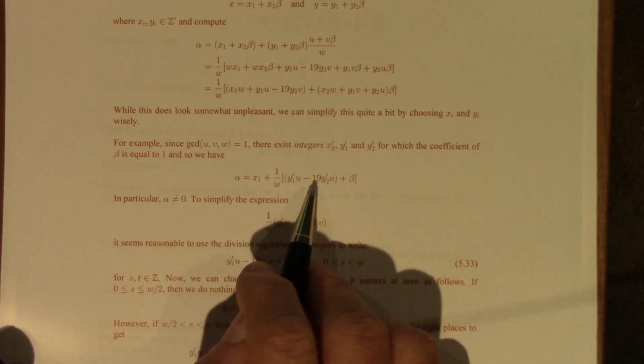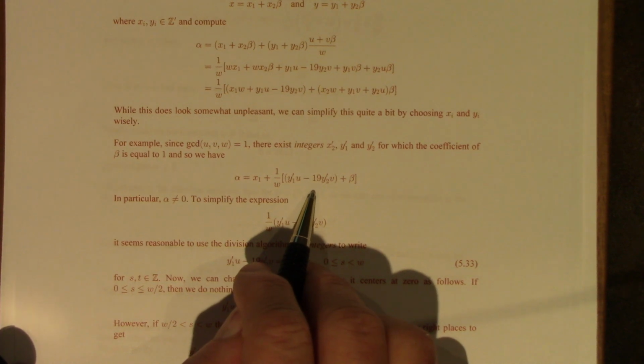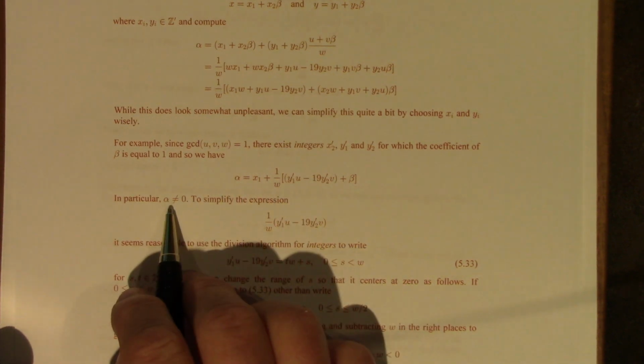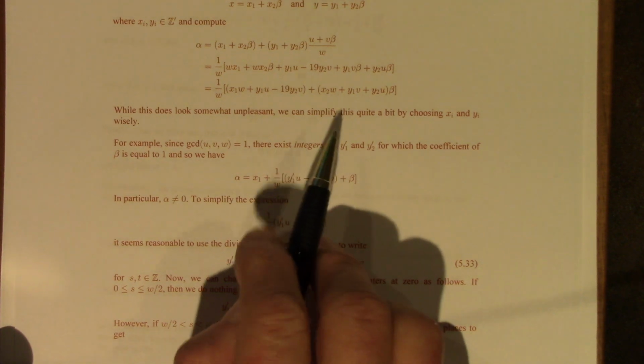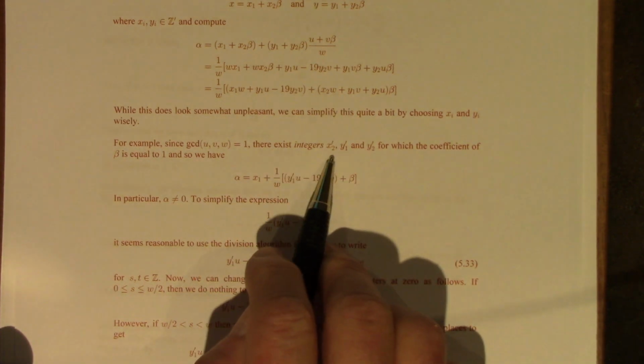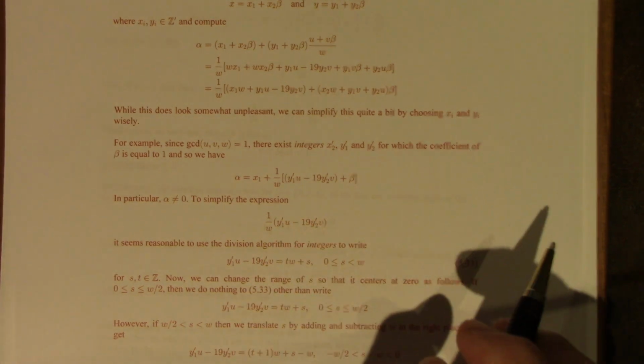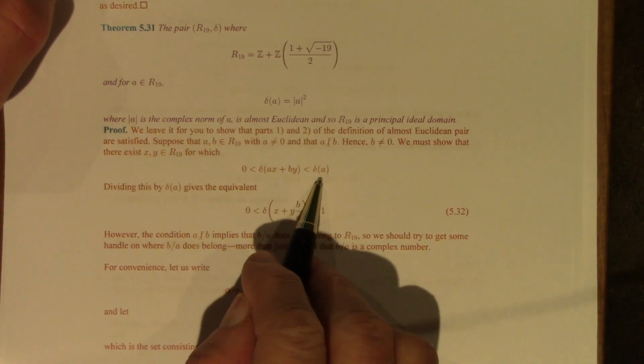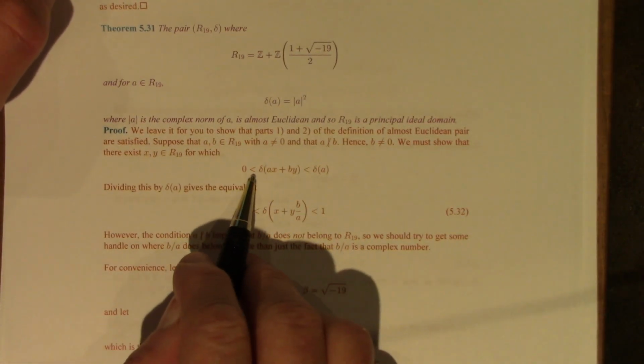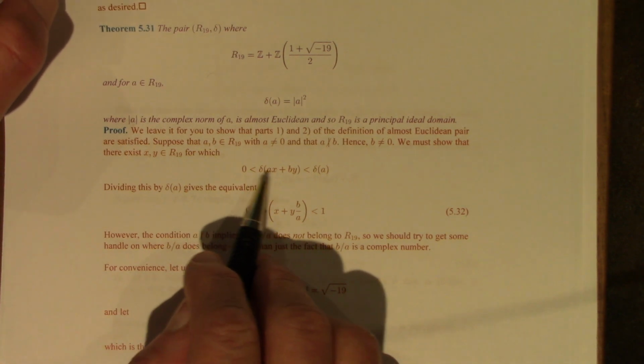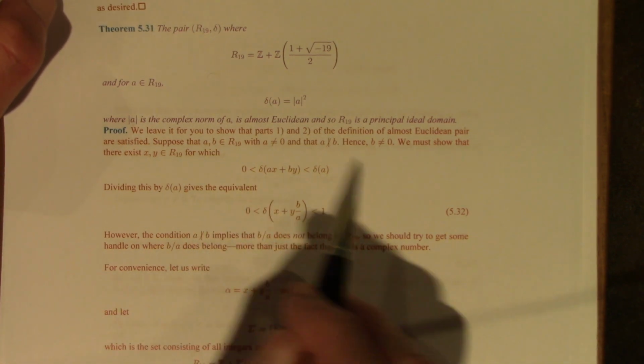This tells us one thing right away, and that is alpha is not 0. Our choice that we've made so far of x2, y1, and y2 guarantees alpha is not 0, which means that one part of the inequalities that we're trying to show, this one here, is valid. Okay, because alpha is not 0.